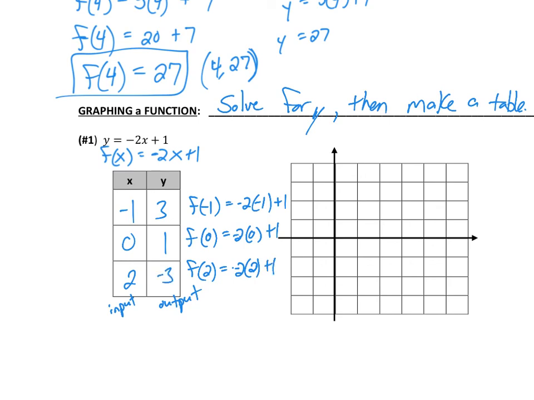So you're plugging in the x's, you're getting out the y's. So you graph them: negative 1, 3; 0, 1; and then 2, negative 3. So that's what your graph would look like. And if you connect the dots, it would form a line. All right, and that's what we got to start functions.